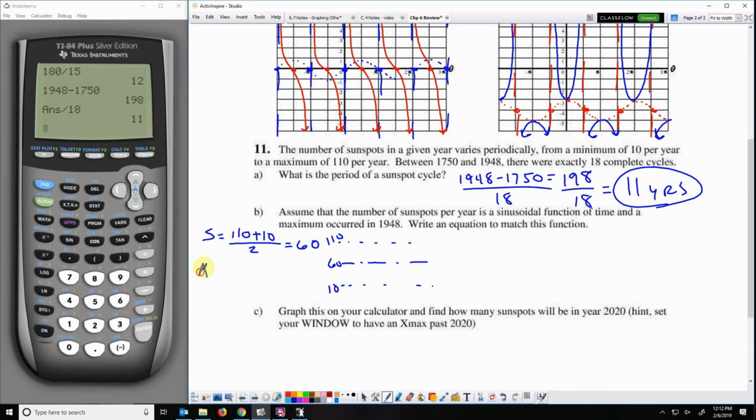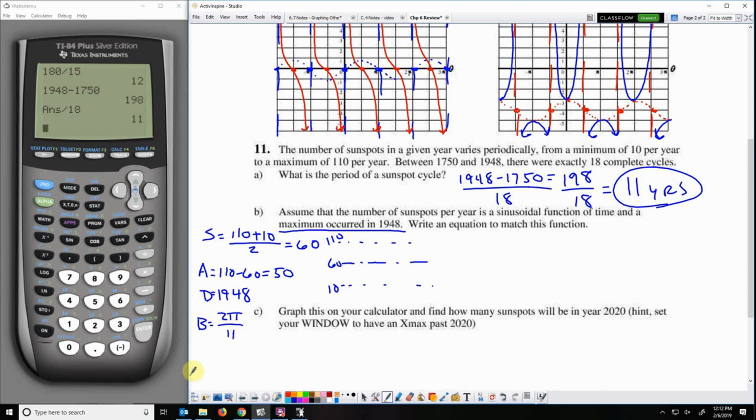Okay, I need the amplitude. The maximum minus the sinusoidal axis, 110 minus 60, and that is 50. I need the displacement. The first maximum or minimum or exact average that I know is this maximum in 1948. So my displacement is going to be 1,948. To write this equation, I still need B, and B is 2 pi over the period.